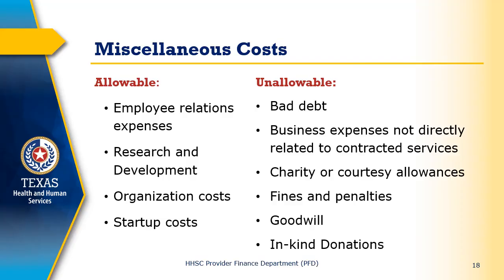Conversely, bad debts incurred by a business cannot be recovered as allowable costs in contracted services. Any business expenses that are not directly related to the services specified in a contract are considered unallowable. Contributions made as charity or courtesy allowances are typically excluded from allowable costs under federal guidelines. Fines and penalties incurred due to violations of laws or regulations are also not permissible expenses in contractual agreements. Lastly, costs associated with goodwill or in-kind donations do not qualify as allowable expenses under current accounting standards.